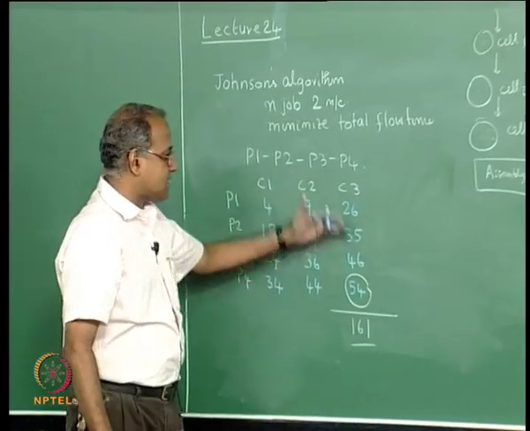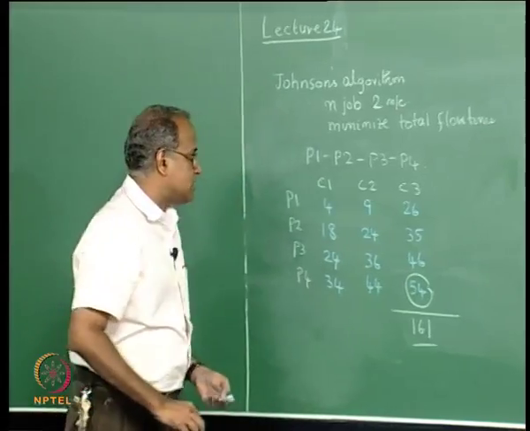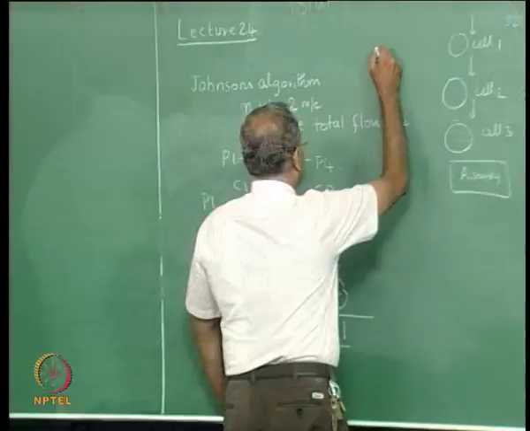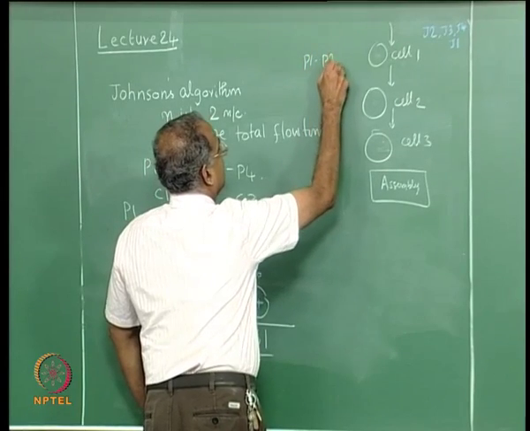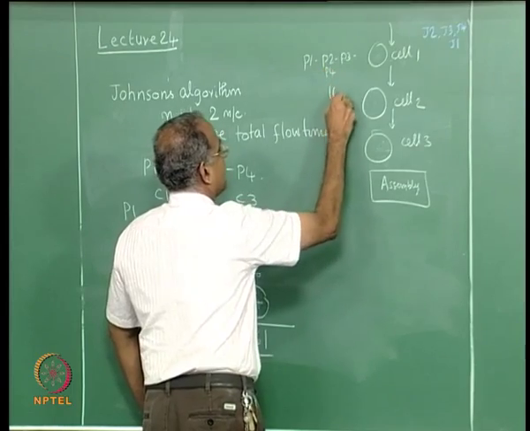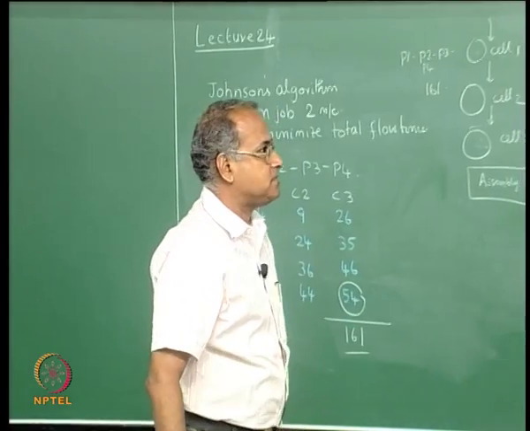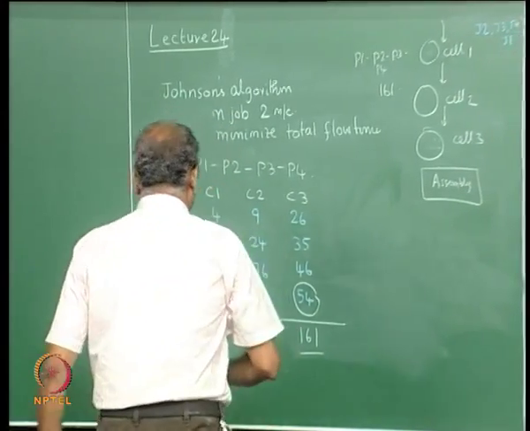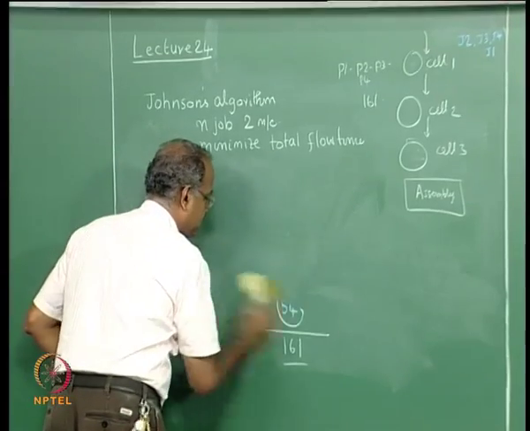161 is the sum of completion times or flow time in the system. So, if we use the sequence J2, J1 or P2, P1, P2, P3, P4, the sum of completion times is 161. Now, let us look at another heuristic solution to solve this problem.